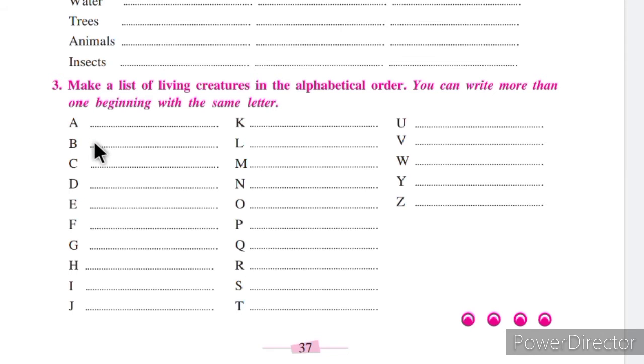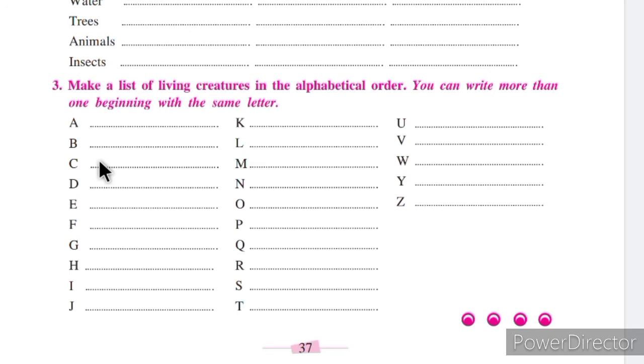This is a very interesting question about A to Z. We have to make a list of living creatures in alphabetical order. You can write more than one beginning with the same letter. So I am giving you one name of an animal for each letter, if you want to write more, you can. Note it down. First one is A for ant.